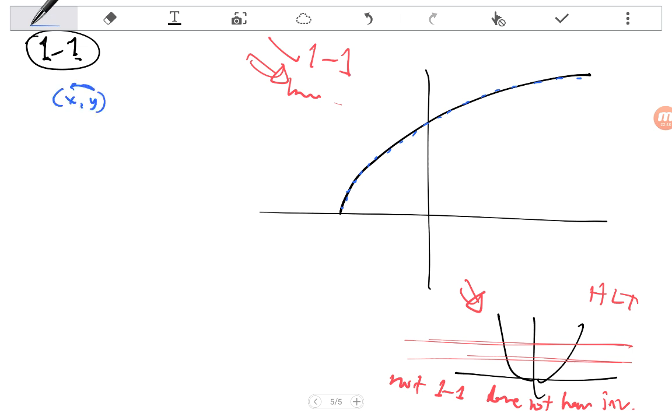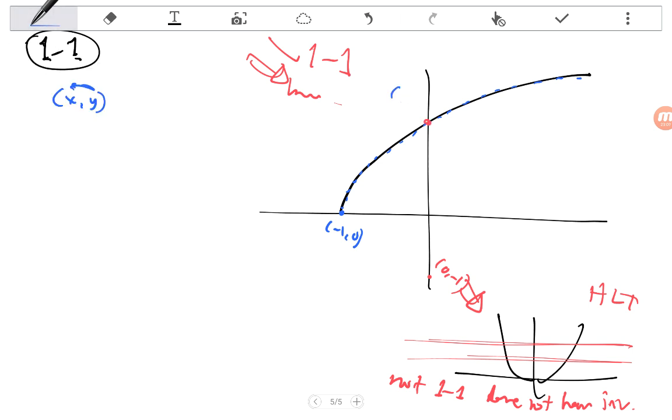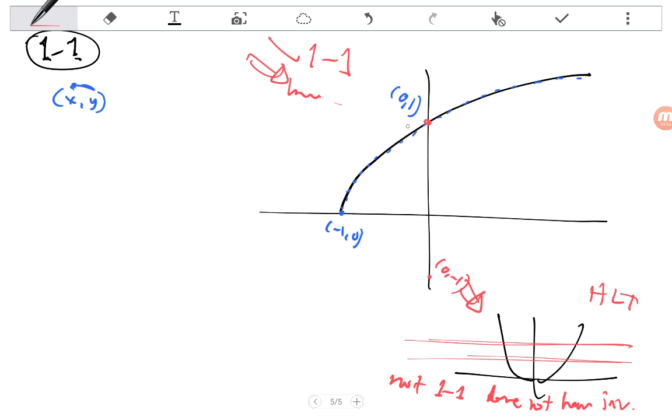If we have swapped, for example, if I have this point which is (-1, 0), I will have another point for the inverse which will be (0, -1). I swapped the x and y. If I have this point (0, 1), for example, I will have in the inverse another point which is (1, 0), this point.